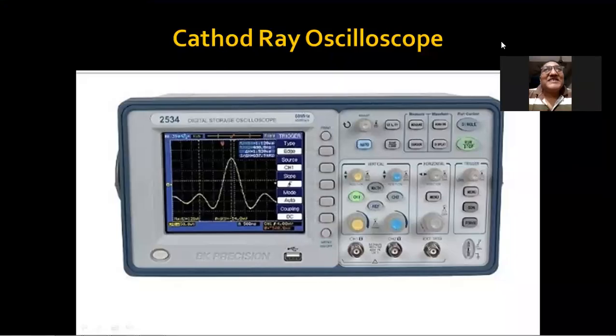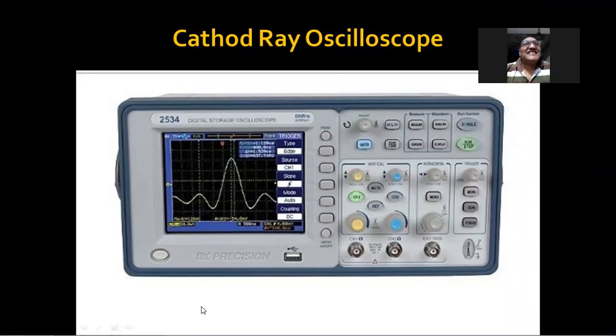Okay, dear students, you can see on your screen a device, and this device is called CRO, cathode ray oscilloscope. What does this device do? You provide it with an electrical signal, and this device draws. This device has a screen, and on the screen it makes the graph of that electrical signal.